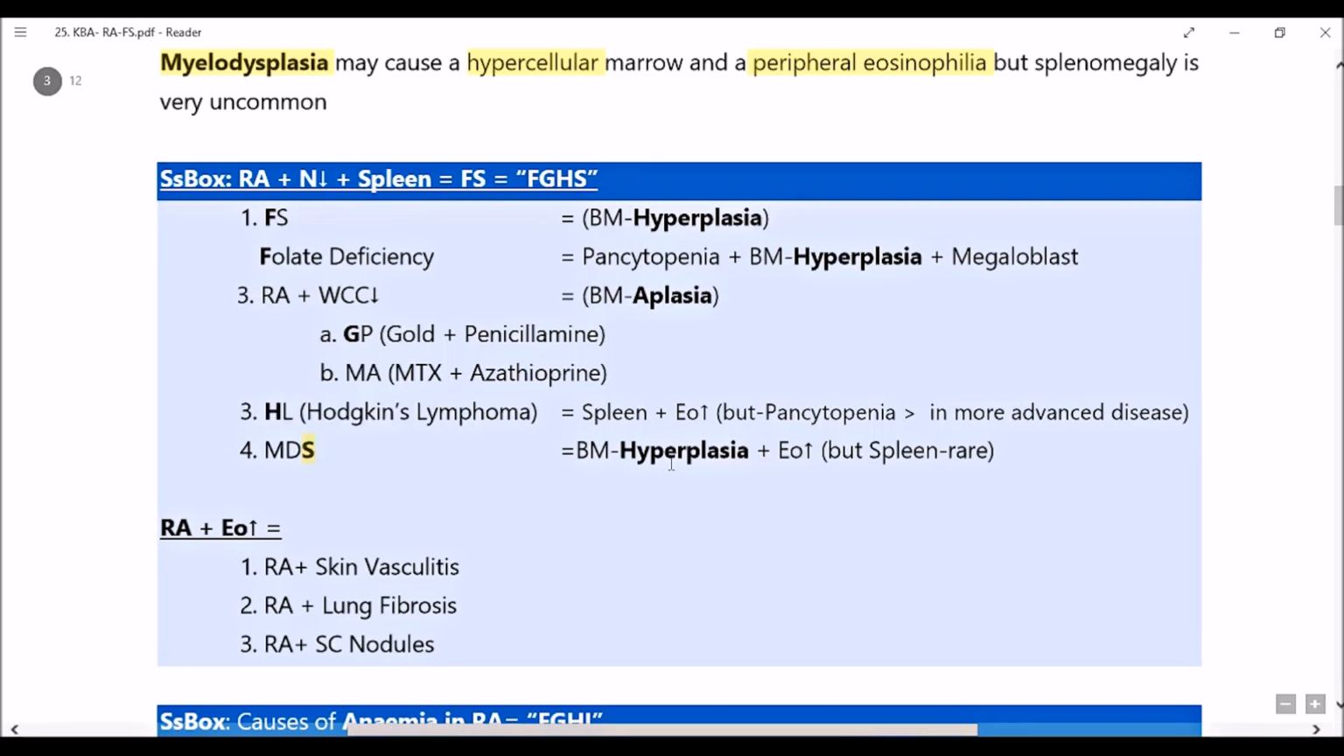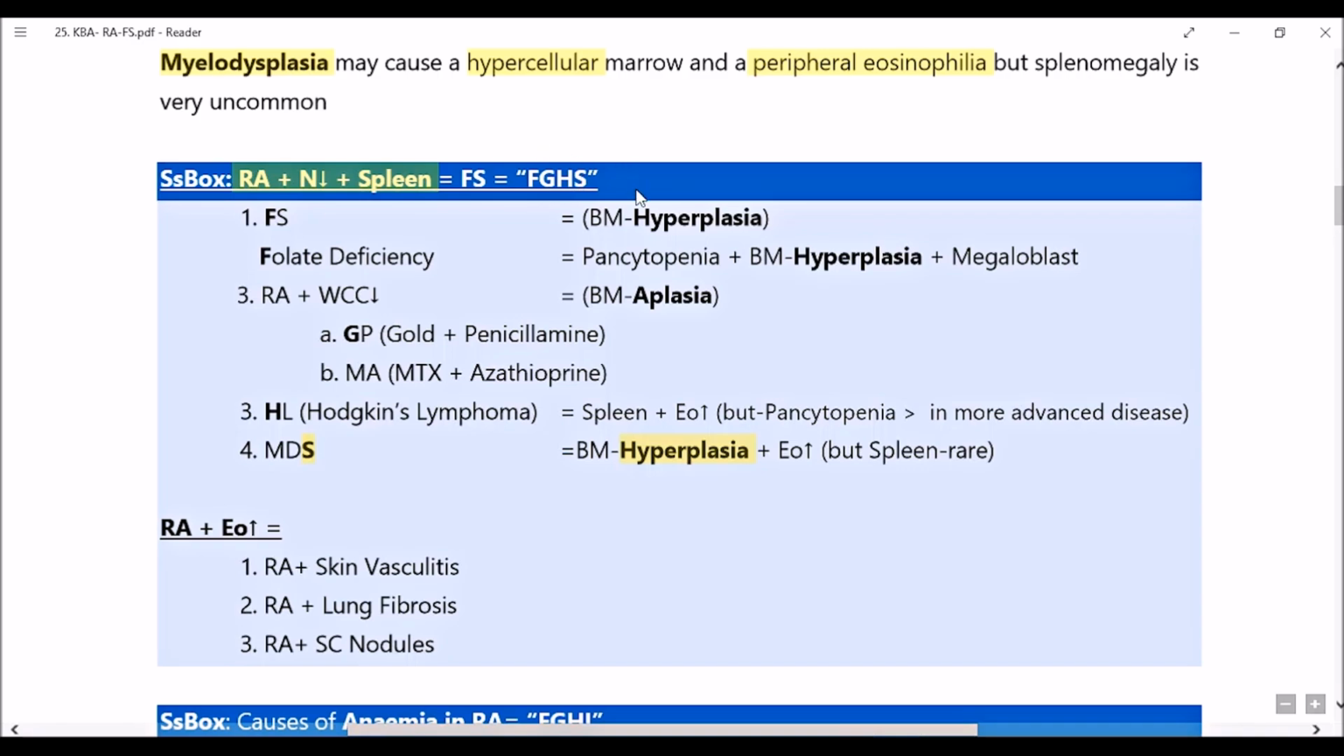Bone marrow hyperplasia once again, and eosinophilia is raised, but the spleen is rare. So remember rheumatoid arthritis with neutropenia and the spleen, the Felty syndrome, folate deficiency, G for gold, penicillamine, methotrexate, and azathioprine, and H for Hodgkin's, and S for syndrome.